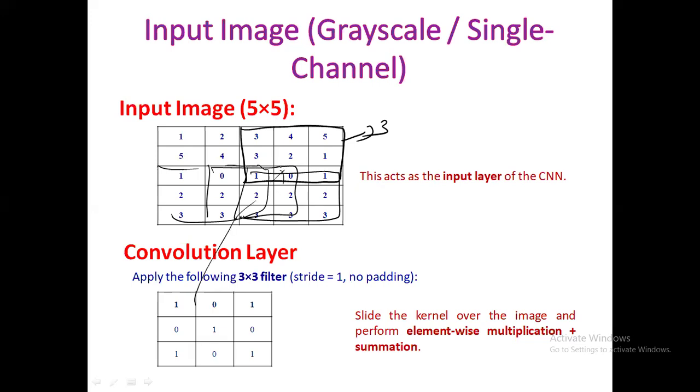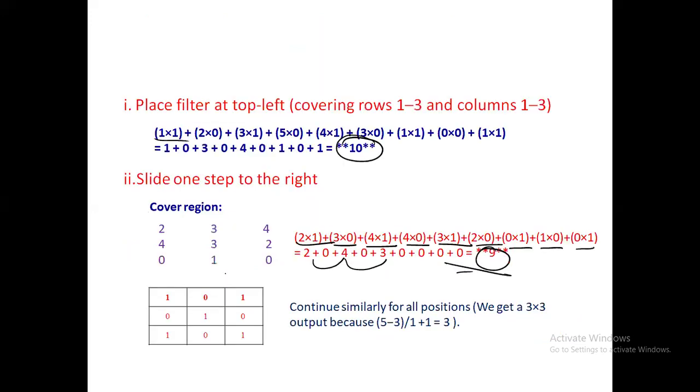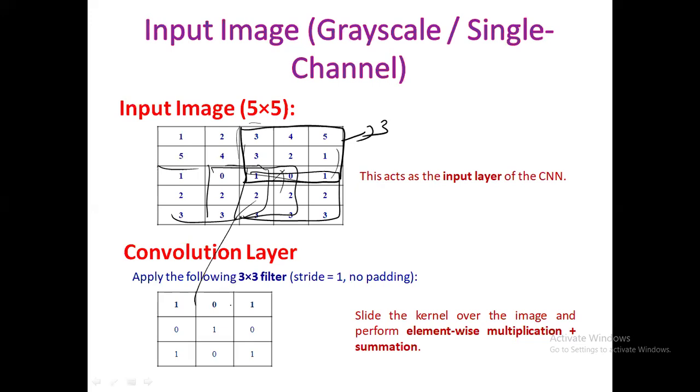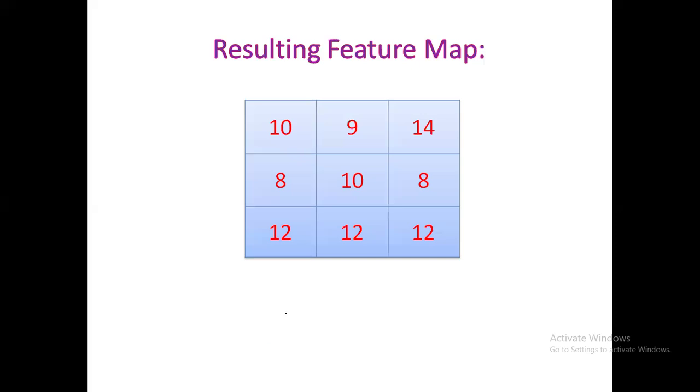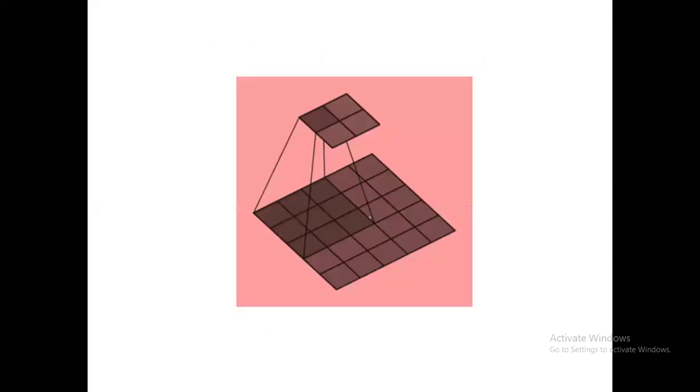So we are going to fetch with this and match with this, and we are going to multiply and add. If we are doing like this, we are cutting and manipulating the image, and we are calling it the cover image. So finally, how many steps are we getting for 5 cross 5? 5 minus 3 divided by 1, plus 1, is equal to 3. So we are going to get the output values 10, 9, 14. This is the resulting feature, 10, 8, 12 and 12.